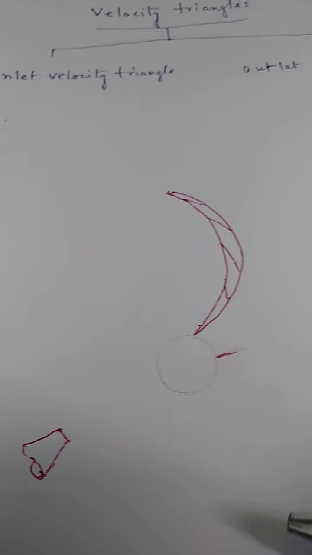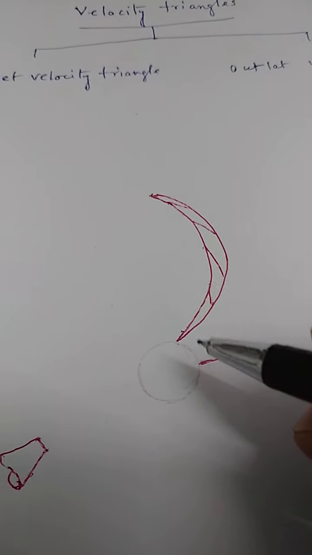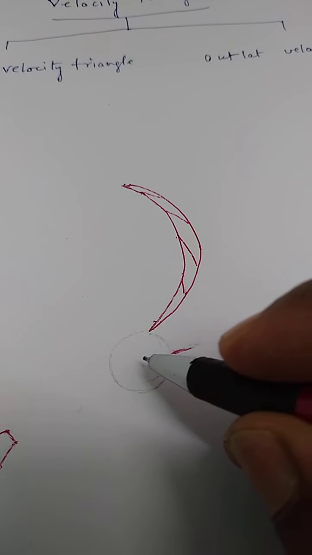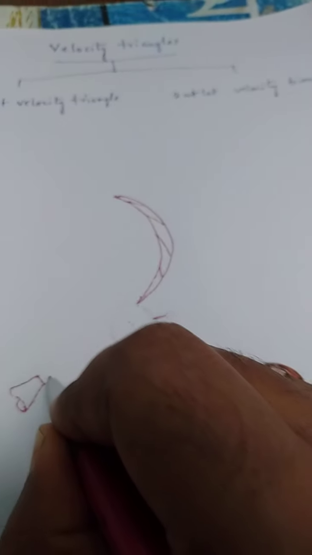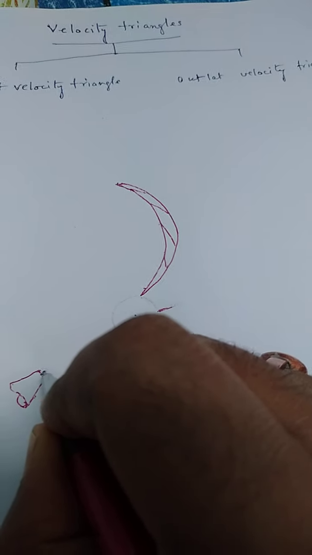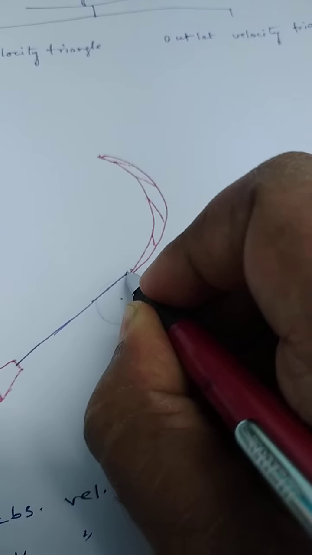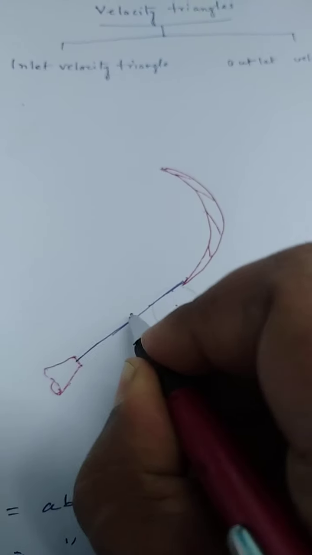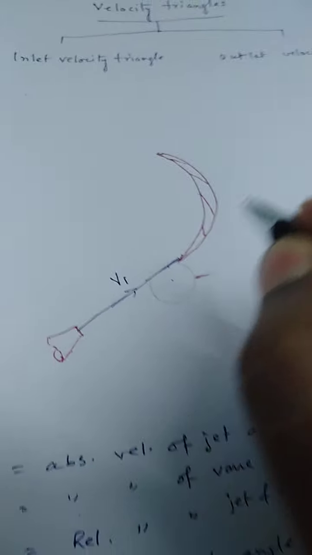Velocity triangle, let us see. Imagine there is a blade or vane available. Suppose this is the center of the turbine, and this is the nozzle. From this nozzle the jet impinges tangentially on the blade. We will call this the absolute velocity of the jet, V1.